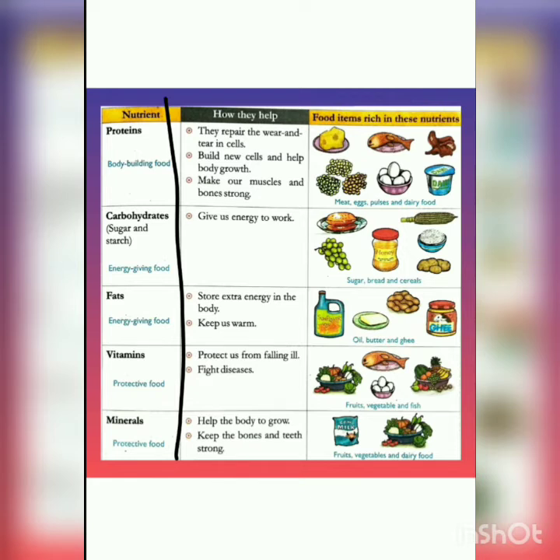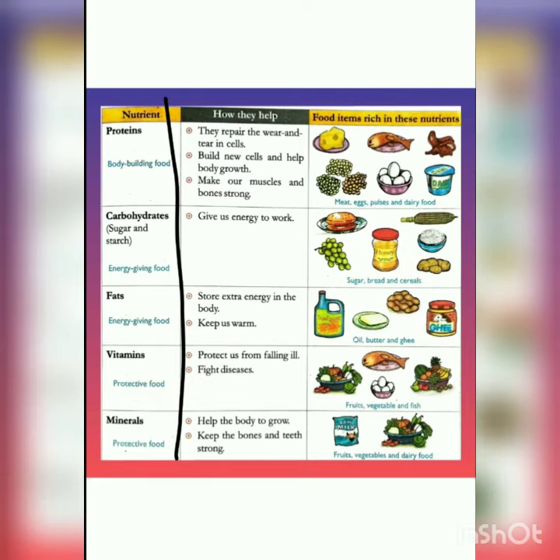The next is carbohydrates. Carbohydrates belong to the energy giving food group, and they give us energy to work. You can see the food items. These are sugar, bread, cereals, honey, potatoes. All these are food items from which we get carbohydrates. The next is fats. It also belongs to energy giving food. The function of fats is they store extra energy in the body and they keep us warm. The food items are oil, butter, ghee, right?